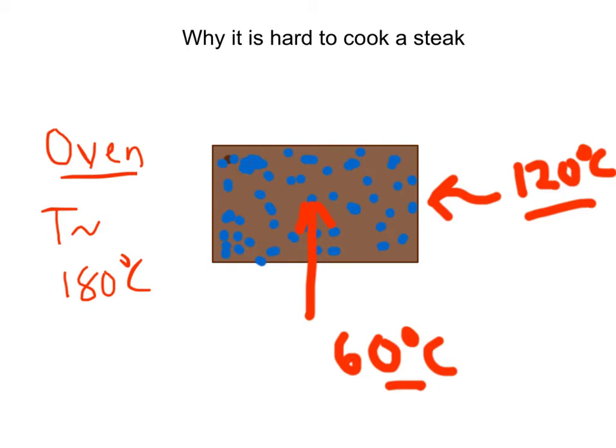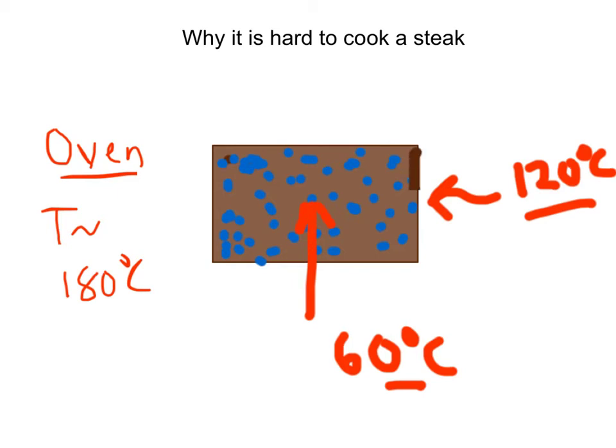And water has the feature that it boils at 100 degrees Celsius. So initially, the hottest you can get the steak up to is 100 degrees, which is the temperature at which water boils, and you can't get it any hotter than that in order to get the steak cooked. So what you have to do is wait until the water actually evaporates.